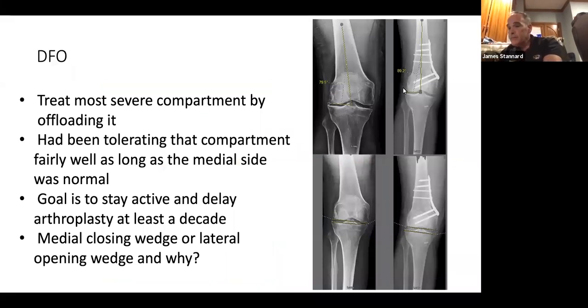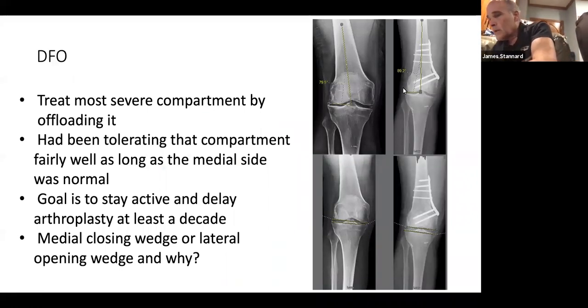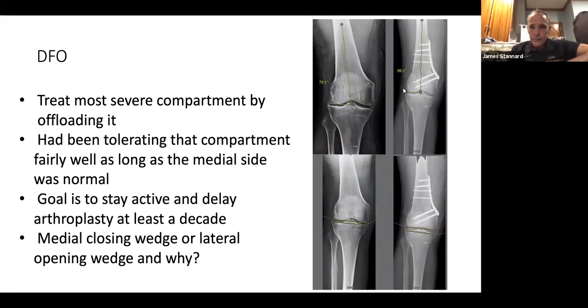Excuse me. With this closing wedge osteotomy. Sorry, I'm trying to get this to shut off. I apologize. And I lost the picture in here of the talk.